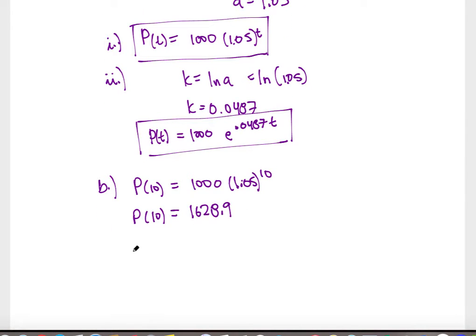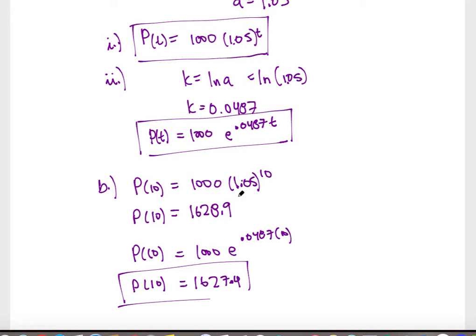And then for the other one, we'll say that P of 10, so this is our exponential, is going to be 1,000 times e raised to the 0.0487 times 10. So be careful when you put this in your calculator. So we take this, plug it into our calculator, and we get 1627.4. So these are very similar populations after 10 years.